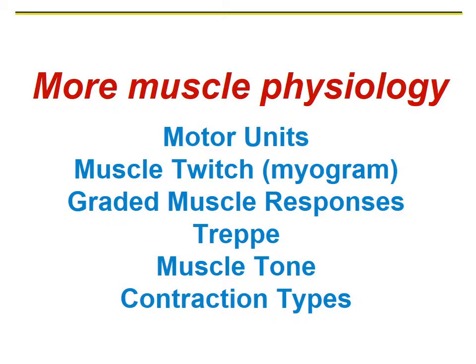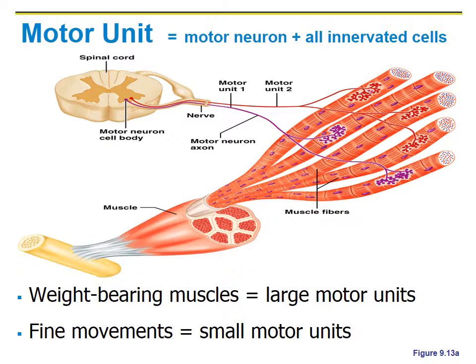We're now going to look at these concepts in turn. A motor unit is defined as one motor neuron and all the skeletal muscle cells that it innervates. Some motor units are large, meaning one motor neuron can innervate many cells. We find large motor units in weight-bearing parts of the body. That makes sense. One action potential can make a large part of the muscle contract.